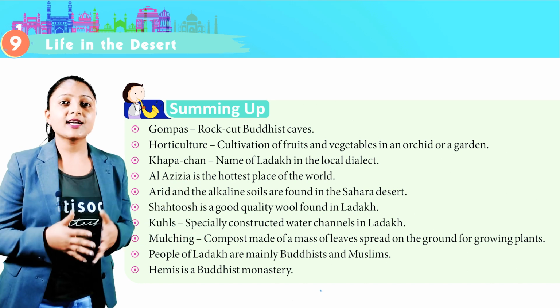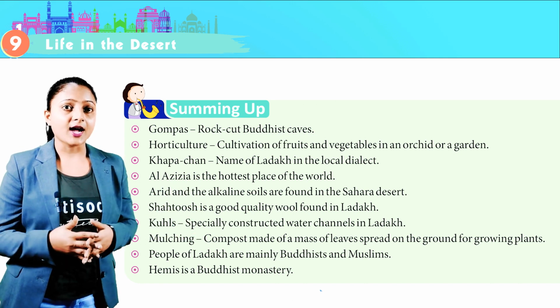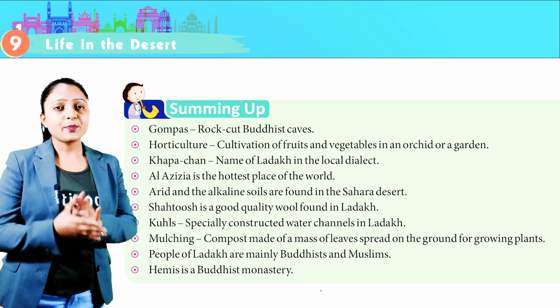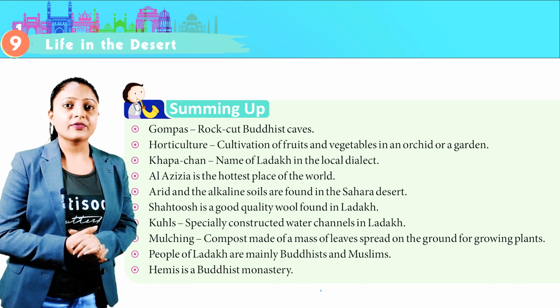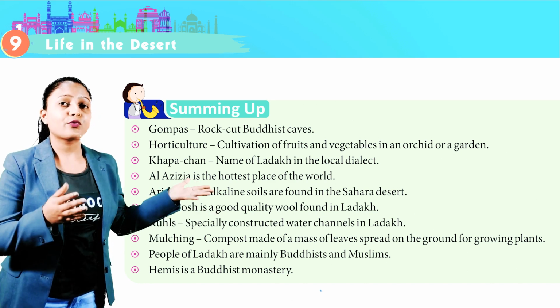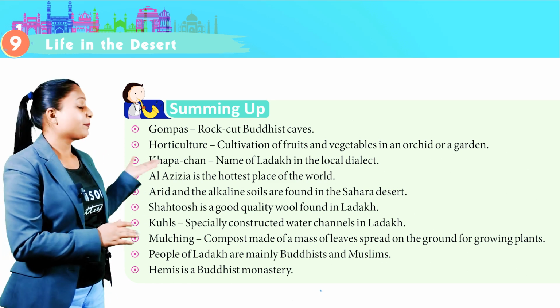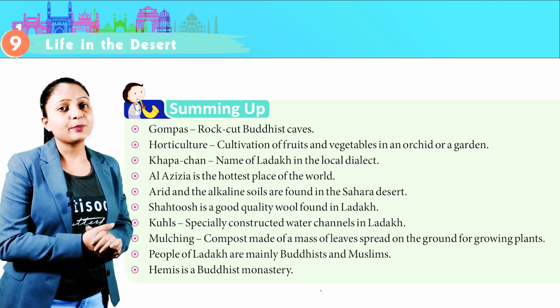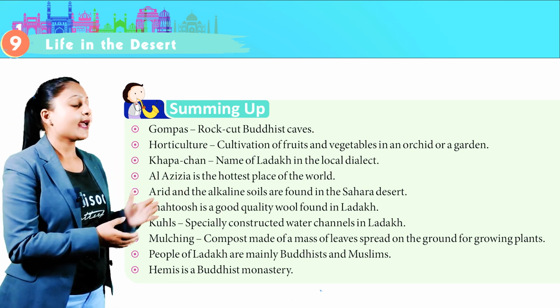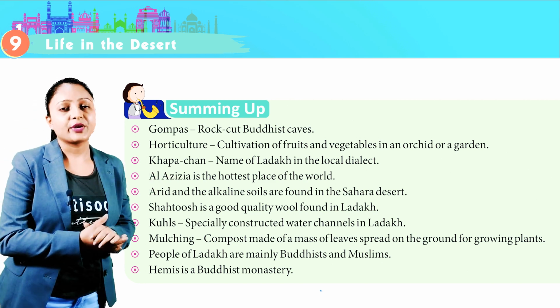Kuls, specially constructed water channels in Ladakh. Mulching, compost made of a mass of leaves spread on the ground for growing plants. People of Ladakh are mainly Buddhist and Muslims. Hemis is a Buddhist monastery.